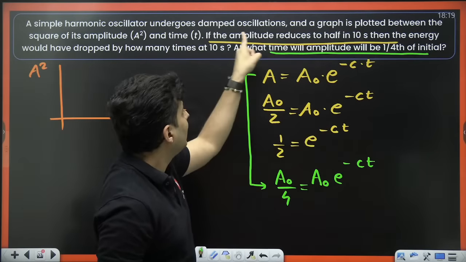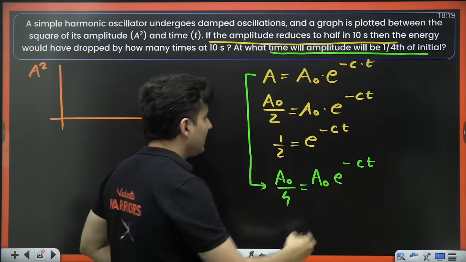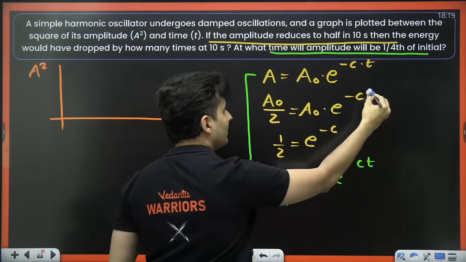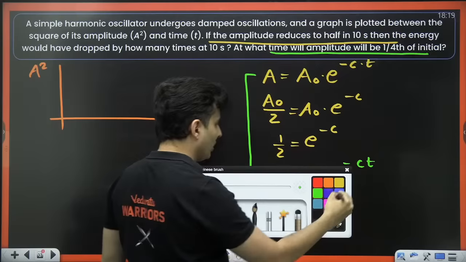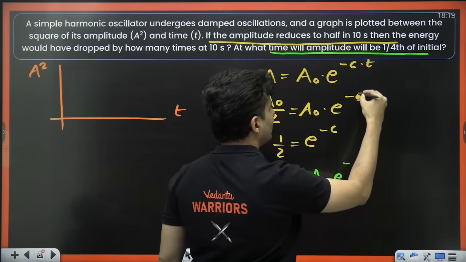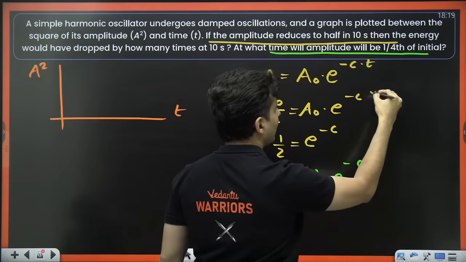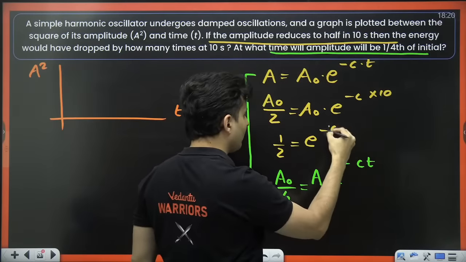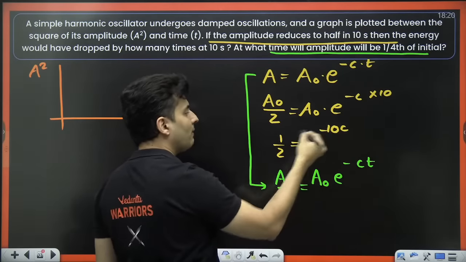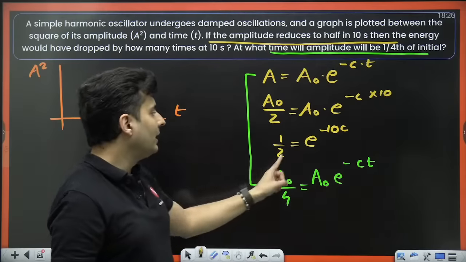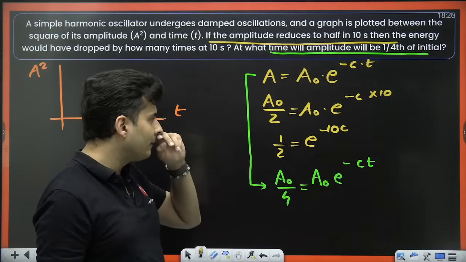One more thing. It became half in 10 seconds. That means this time over here, I can just put it as 10 seconds over here. So this will become nothing but 10c. E to the power minus 10c is basically half.